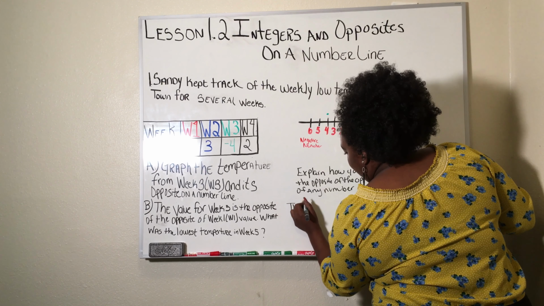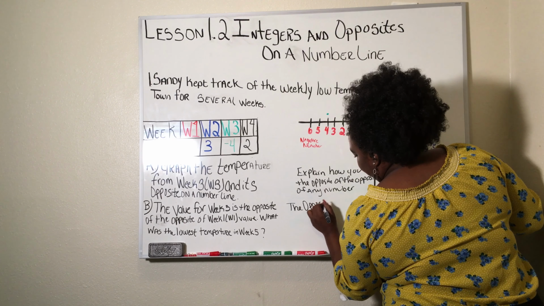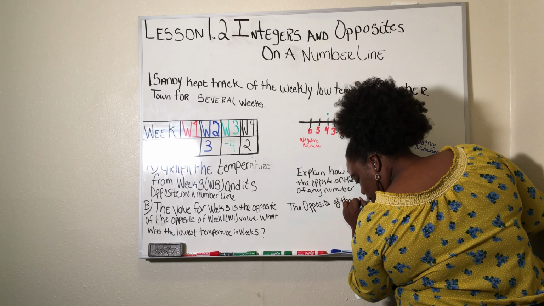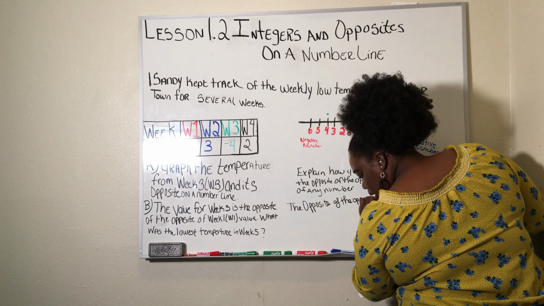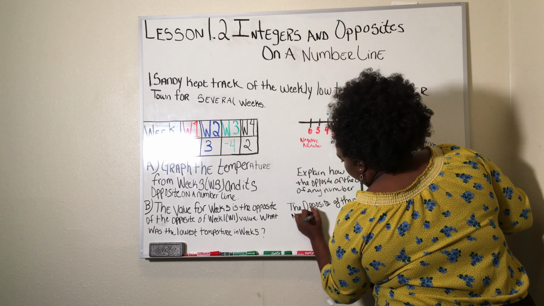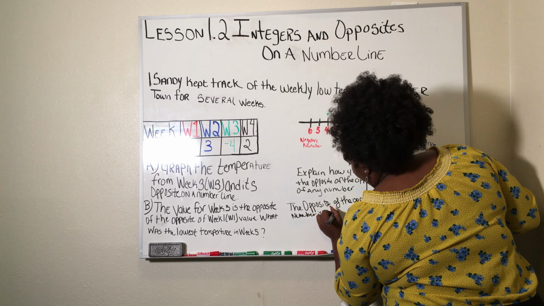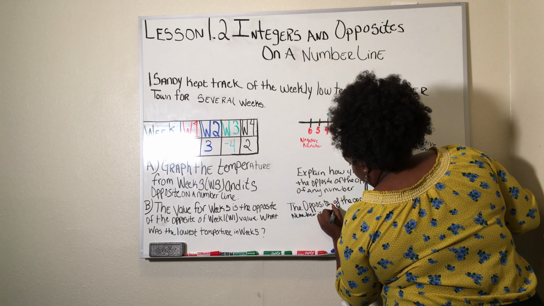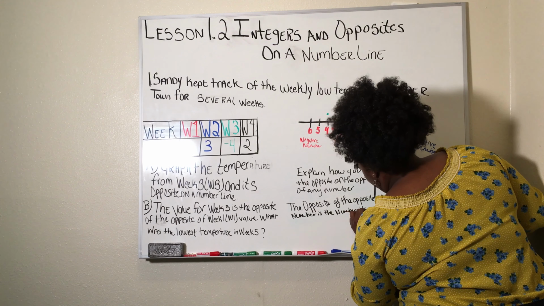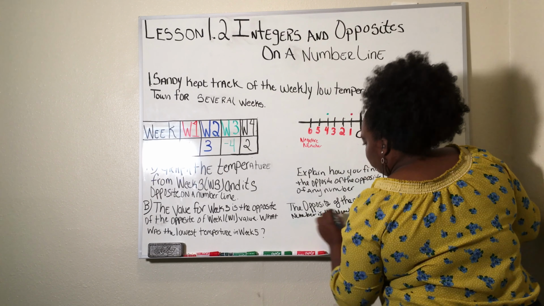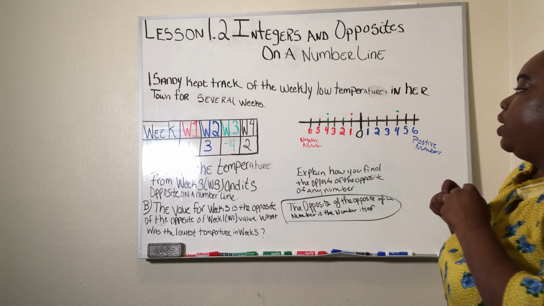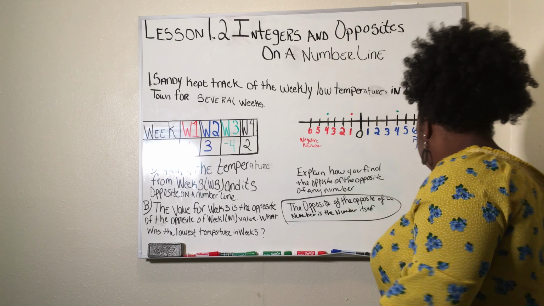The opposite of the opposite of a number is the number itself. My mind went blank right quick. Okay? The opposite of the opposite is the number itself.